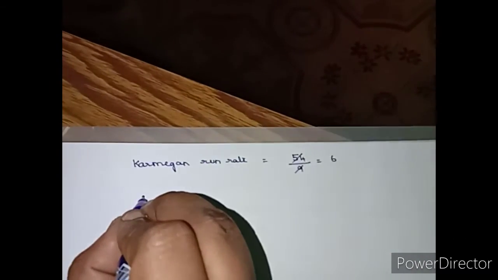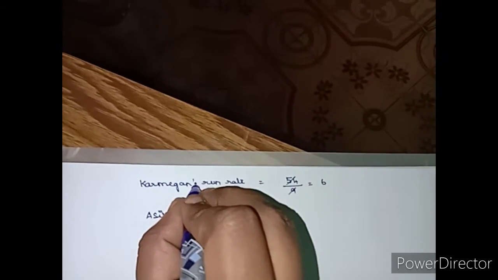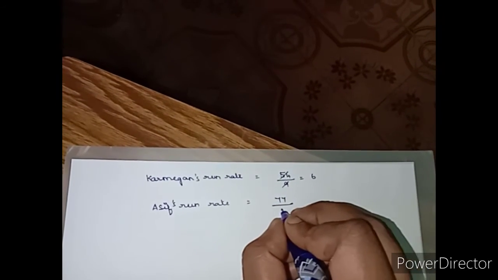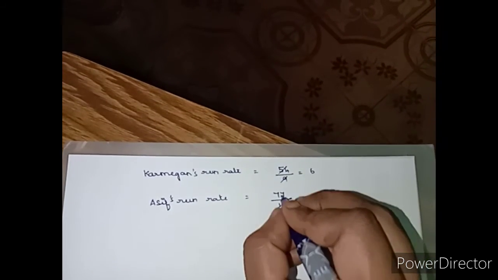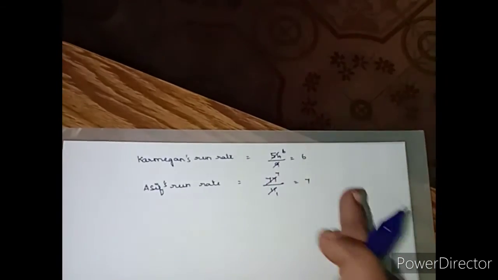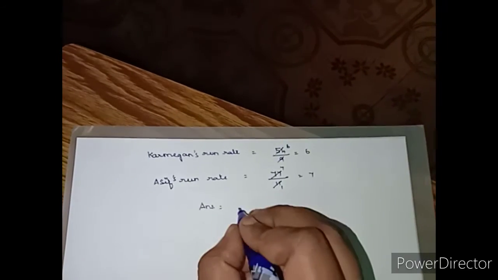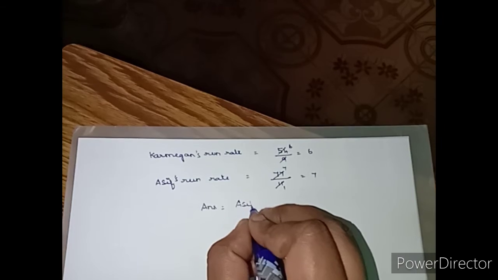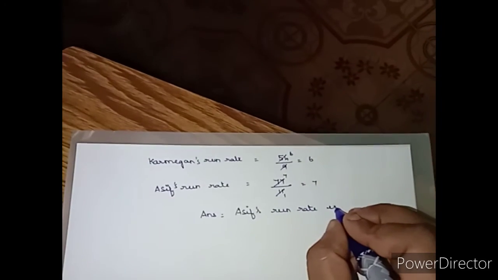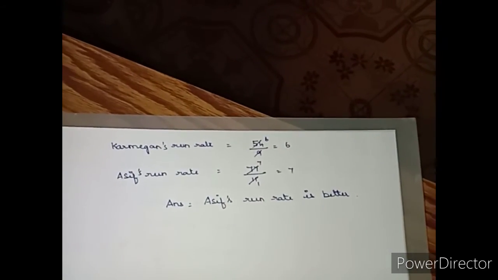Now Asif's run rate is equal to 77 by 11. 1 time 7 times. So 7 runs. So who has scored better in an over? Asif. So what is the answer? Answer is Asif's run rate is better. We'll go with the next question now.